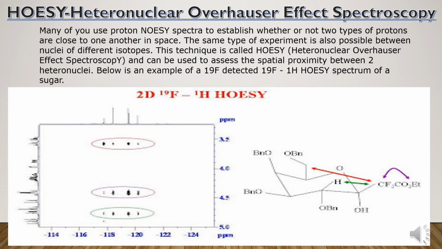Many of you use proton NOESY spectra to establish whether or not two types of protons are close together in space. The same type of experiment is also possible between two types of nuclei of different isotopes. This technique is called HOESY, that is Heteronuclear Overhauser Effect Spectroscopy, and can be used to assess the spatial proximity between two heteronuclei. Below is an example of a fluorine detected fluorine and proton HOESY spectrum of a sugar.